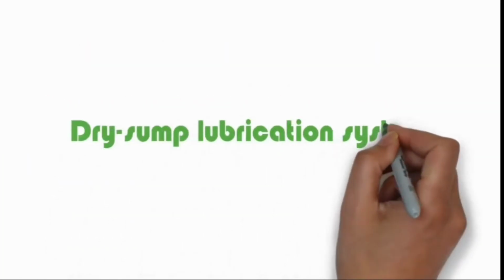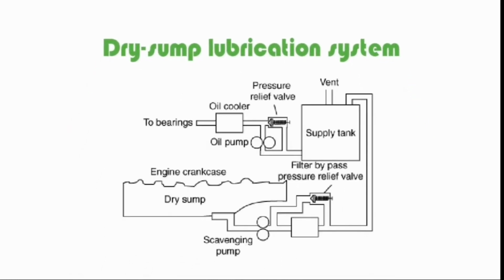Dry sump lubrication system. In the dry sump lubrication system, the oil supply is carried from an external tank. The oil from the sump is pumped, by means of a scavenging pump, through filters, to the external storage tank. The oil from the storage tank is pumped to the engine cylinder through an oil cooler. The oil pressure may vary from 3 to 8 bar. The dry sump lubrication system is generally used for heavy-duty engines.